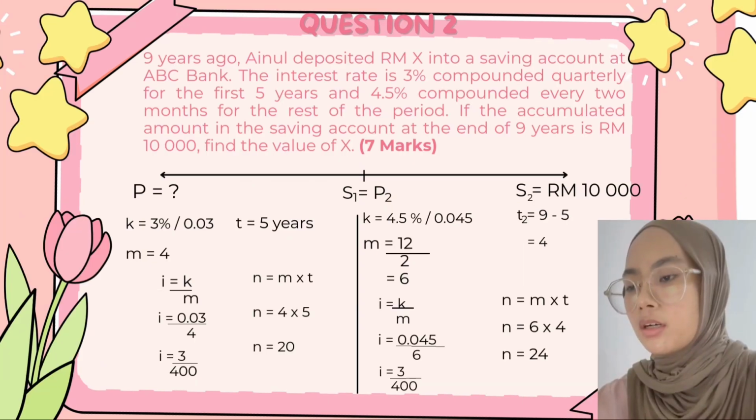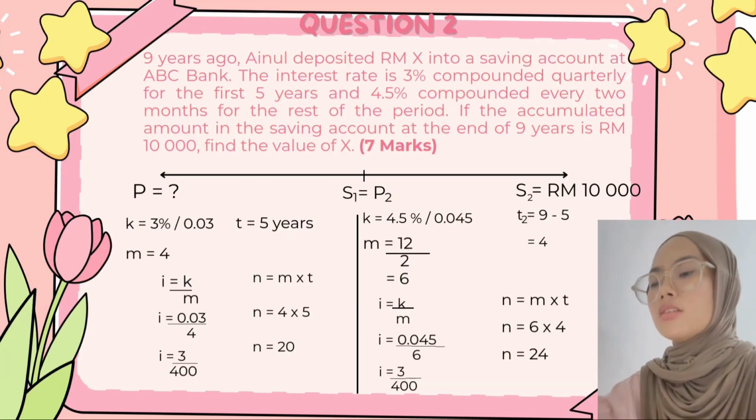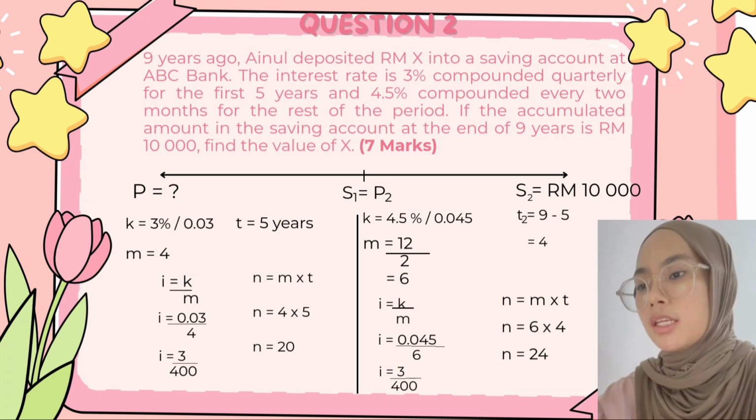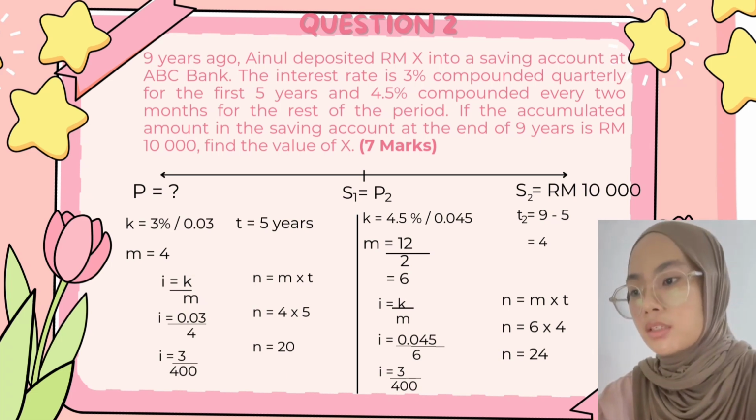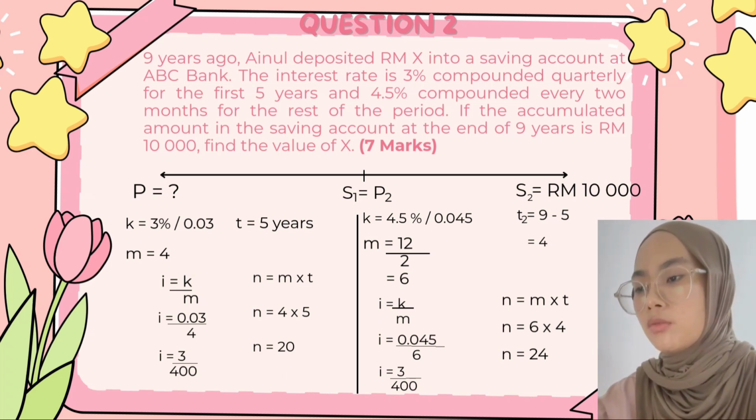For the first 5 years, the interest rate is 3% compounded quarterly. So the annual interest rate, which is K, is 0.03 and the M is 4, because it is compounded quarterly. After that, we need to find the interest rate per compounding period. We use the formula I equal K divided by M. So 0.03 divided by 4, and the answer is 3 divided by 400. After that, we need to find the number of compounding periods. We use the formula N equal M times T. So 4 times 5, the answer is 20.